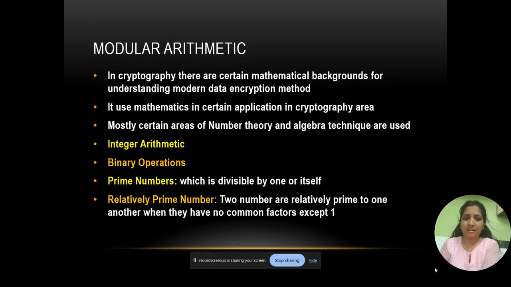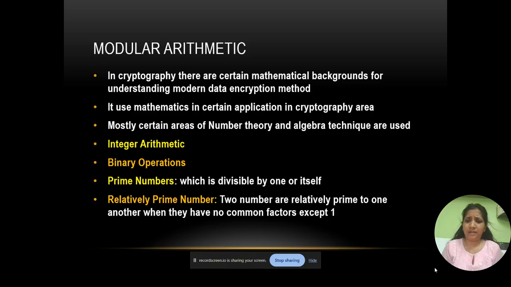The next is modular arithmetic. Cryptography is built on modular arithmetic. It is a concept of number theory. Basically, it deals with the remainders. For example, 17 mod 5 is 2, because if we divide 17 by 5, the quotient is 3 and the remainder is 2. It is used extensively in key generation, hash functions, digital signatures, and public key cryptography, that is RSA.